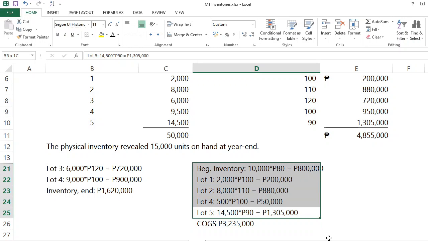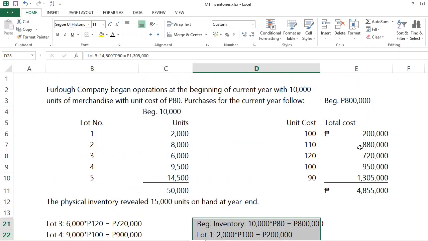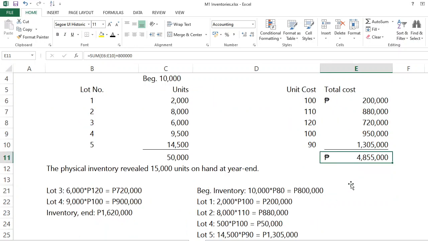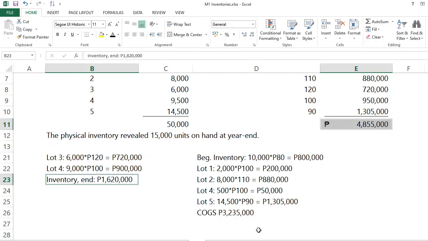So this time we are using the long cut method. But actually, naa gyud gihapoy shortcut. There is always a shortcut and an easier way for everything if imuha lang i-analyze. Actually, kaning 4855, just like what we did in FIFO kaganina, imo lang nang i-deduct sa 1620 nga nabilin, you will still arrive at 3235. Let's try. 4855 minus 1620. Ayan. 3235.